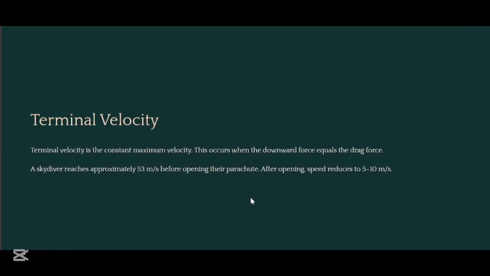Now let's talk about our last topic, which is known as terminal velocity. It is the constant maximum velocity. It occurs when the downward force equals the drag force. An example is when a skydiver reaches approximately 53 meters per second before opening their parachute. After opening, the speed reduces to 5 to 10 meters per second.